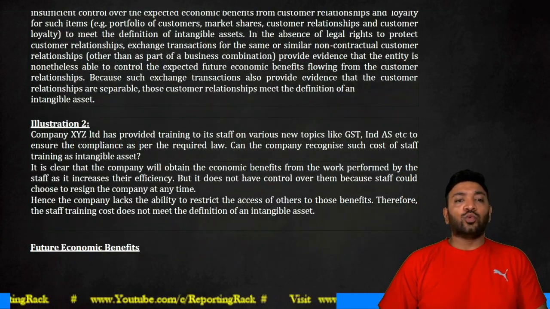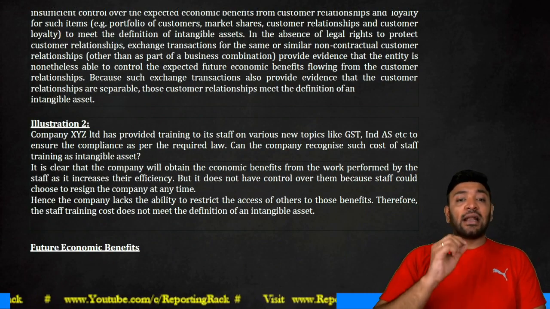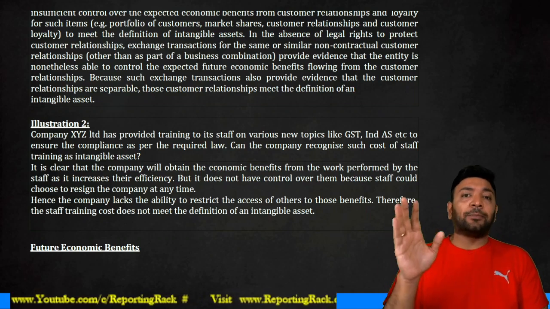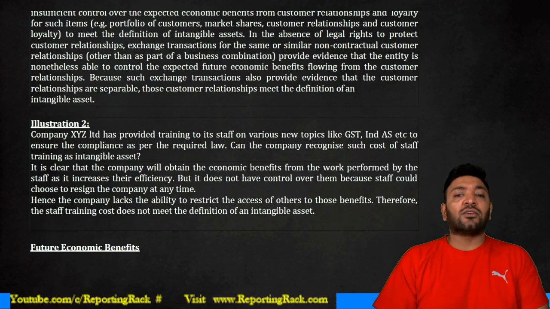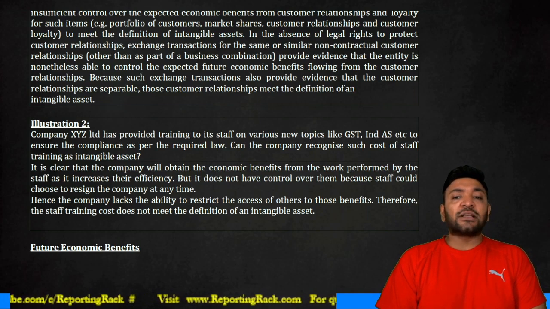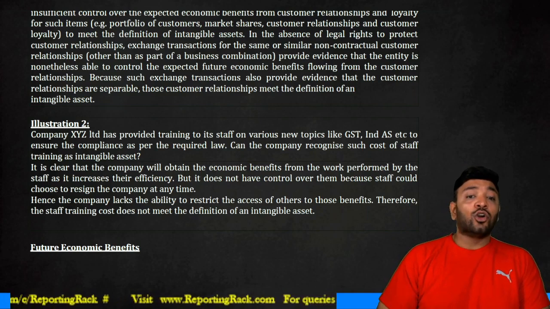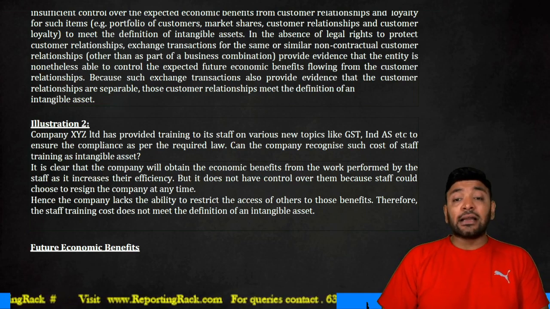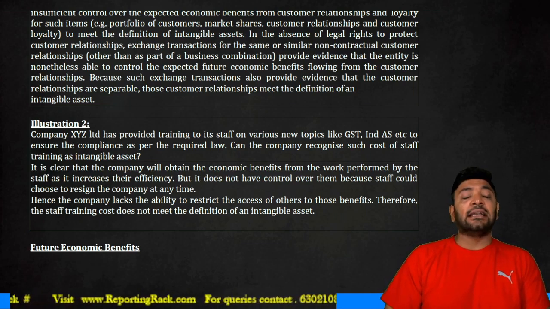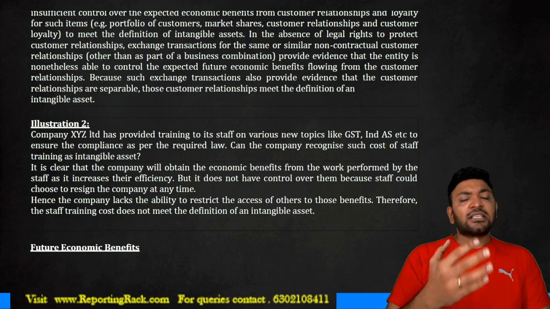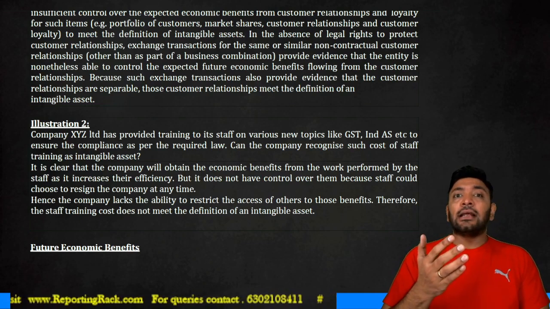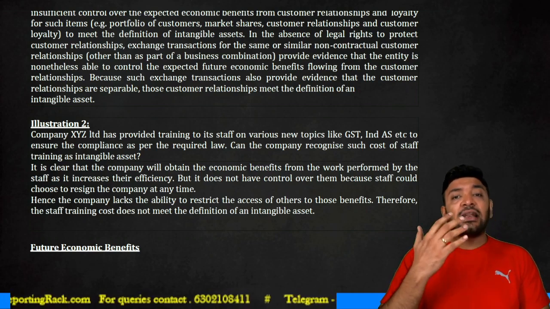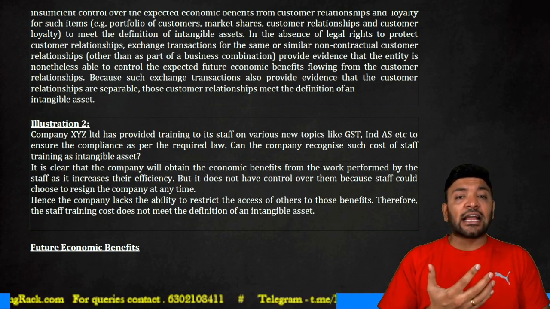Look at illustration number 2 then. XYZ has provided training to its staff. Guys, this concept of training to staff you will come across in multiple questions. This is one more question of such sort on various topics like GST, IND AS, etc., to ensure compliance with the required law. Can the company recognize such cost of staff training as an intangible asset? Guys, this particular illustration is basically derived from an example which we have already seen. A staff training cost, can I recognize it as a separate intangible asset?